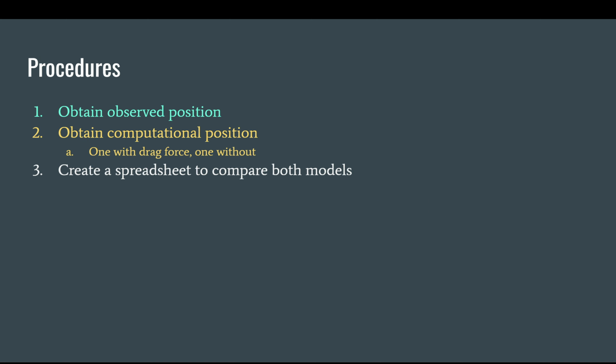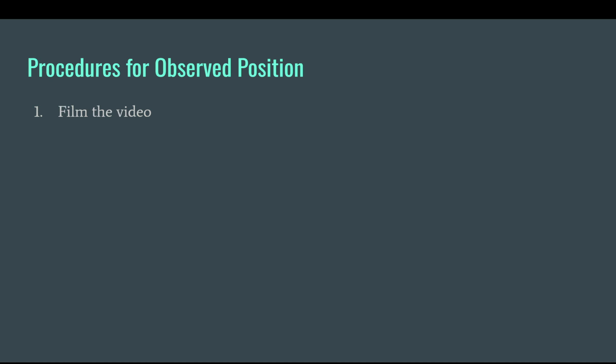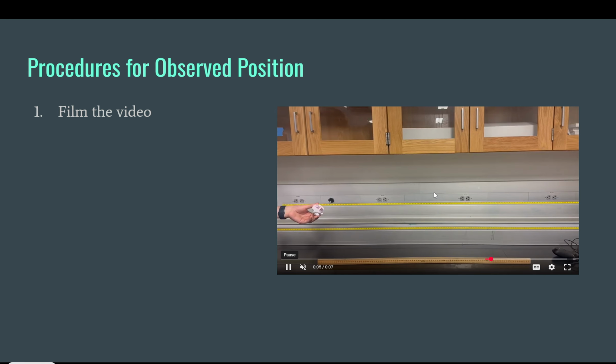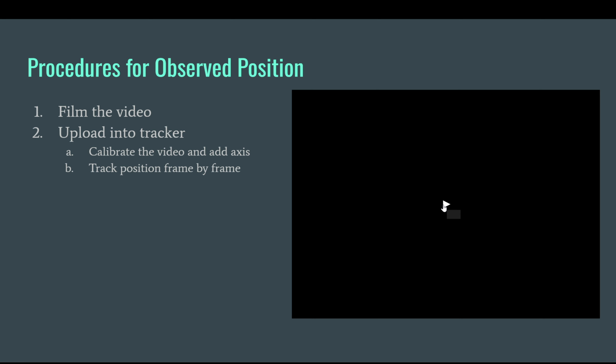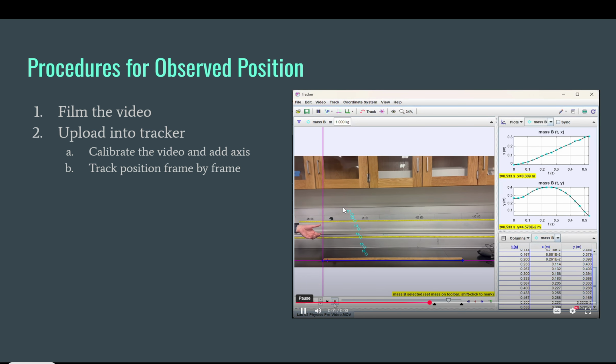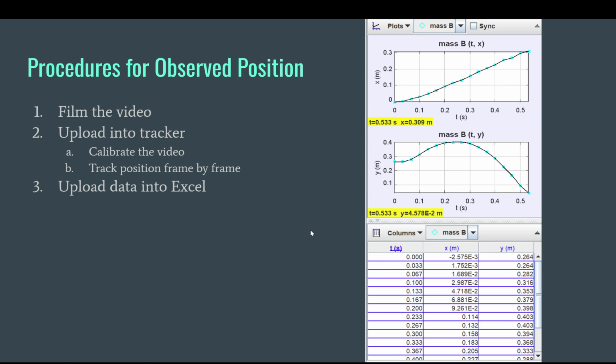So, procedures for this lab. First, we're going to obtain the observed position, and compare that with a computational position obtained in Excel. So first, we want to film the video. Okay, so there's the motion of the wadded up piece of paper. Upload it in the Tracker, and as you can see, we want to put in our X and Y axes and calibrate the 1 meter. And then we want to track the position frame by frame using the Tracker app. So you can see, track the frames of the trajectory, and then upload this data into Excel.